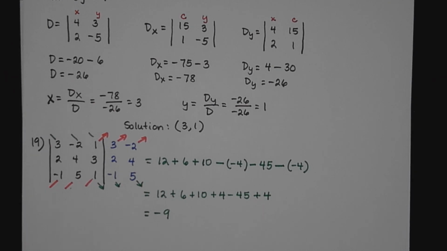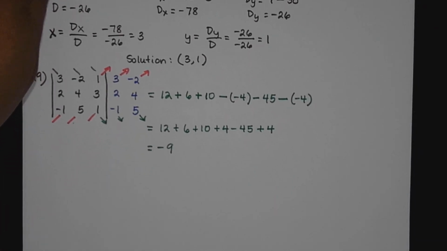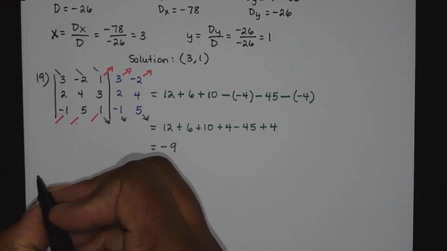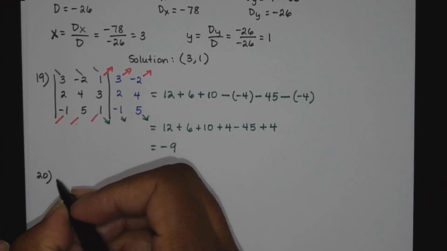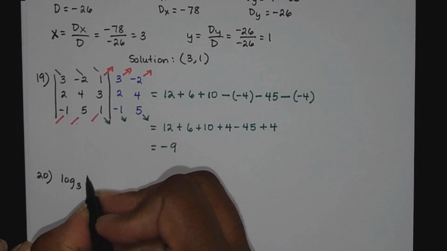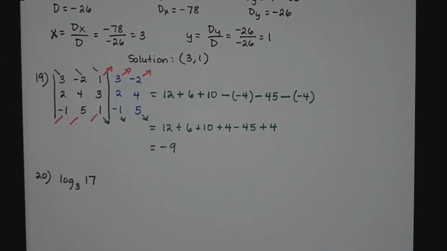All right, now number 20 is using the change of base property. Here we got log to the base 3 of 17. And here we want to apply that change of base property and round the answer to the nearest hundredth, or to 2 decimal places.